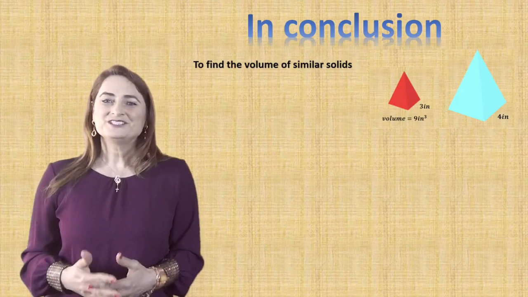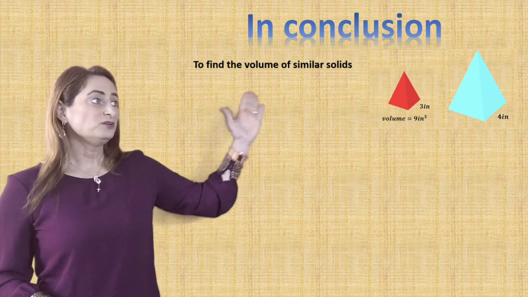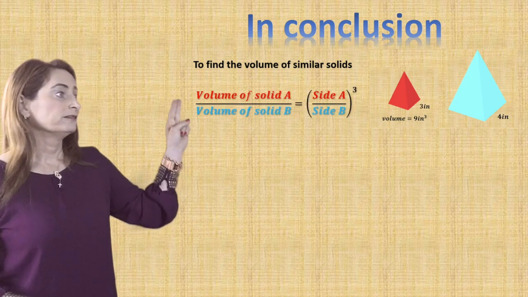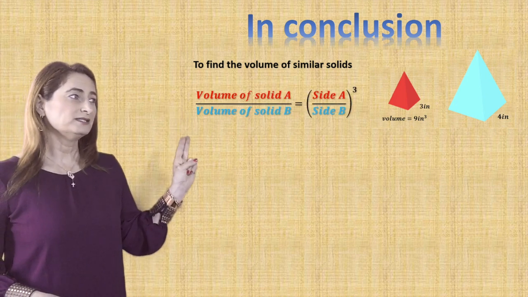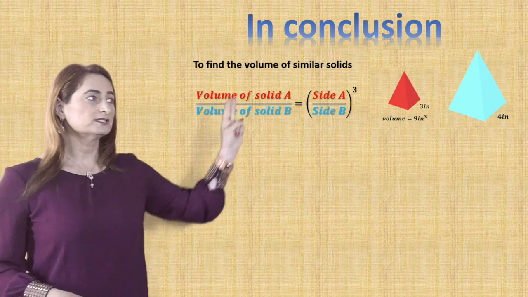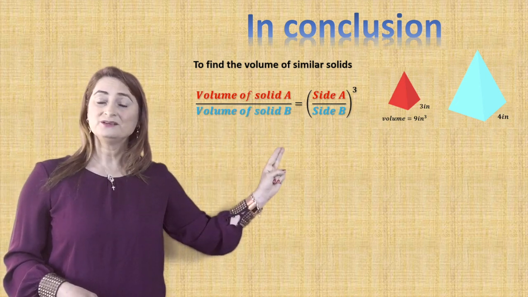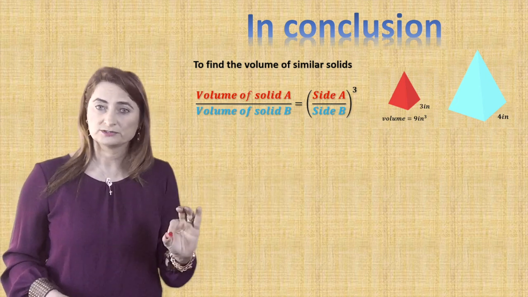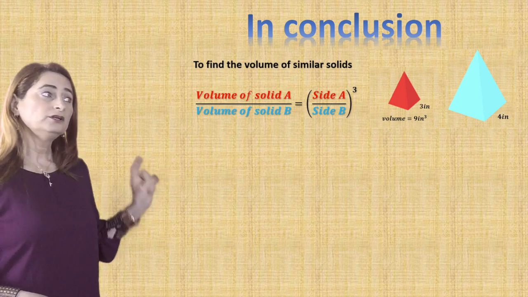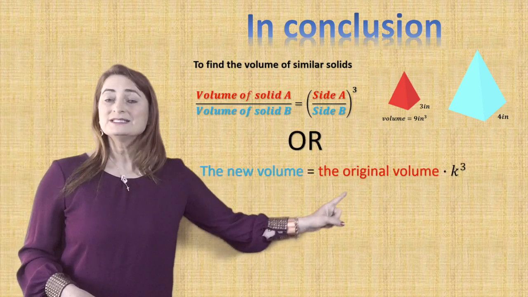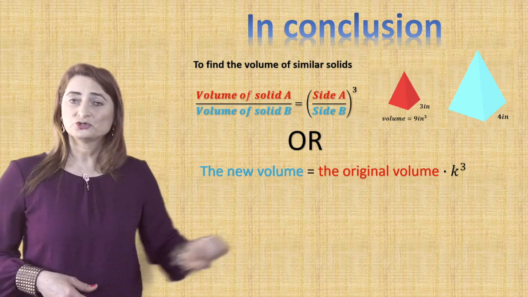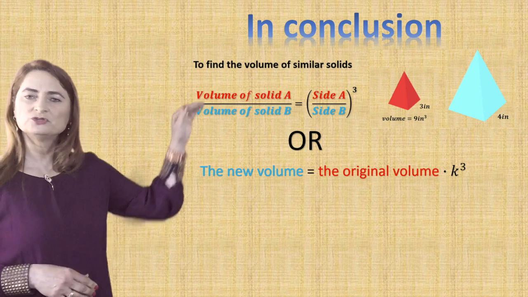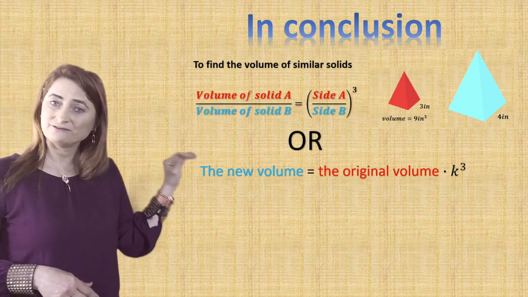So in conclusion for today's lesson, to find the volume of similar figures, remember to set up your ratio and stick with it. The volume of solid A divided by the volume of solid B equals the side A divided by the side B, which is the ratio of the corresponding side length, but cubed, because the volume is always cubed. Or the new volume equals the original volume times the scale factor cubed. So cube the scale factor, then multiply it by the original volume, and that will give you the new volume. Those are two different ways to find the volume of similar figures.